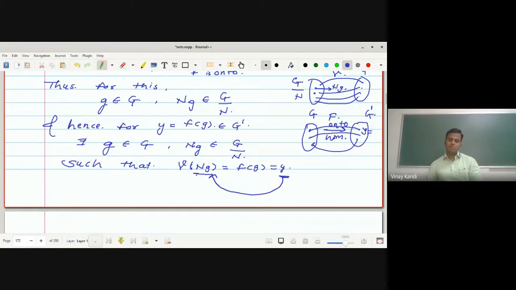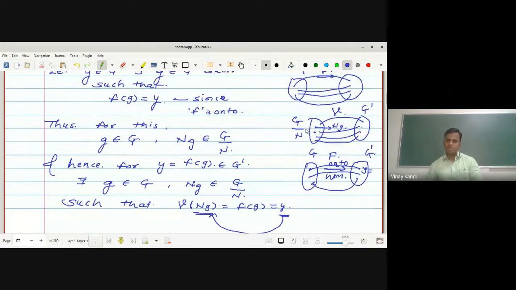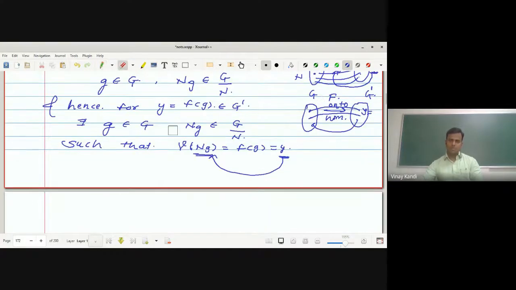Where is your function here? In g dash, this y is somewhere here. For an arbitrary element y belonging to g dash, we get a pre-image in the domain. Hence, gamma is what? Onto. Okay, any doubt?